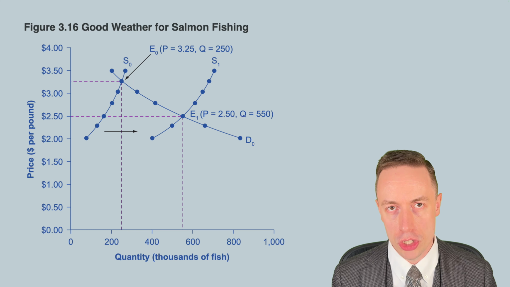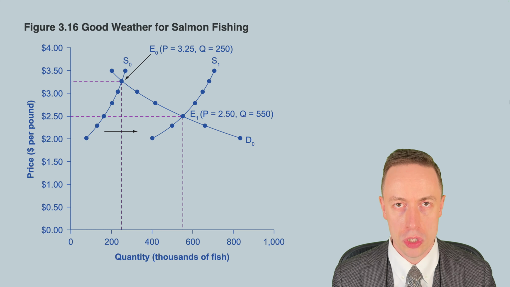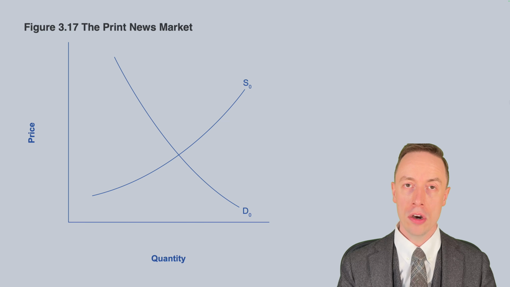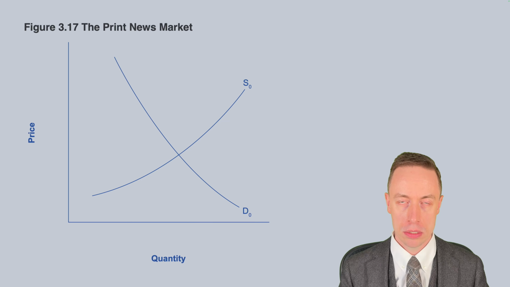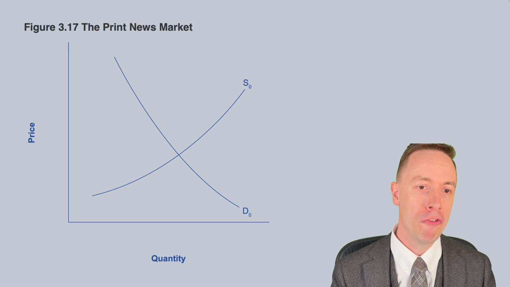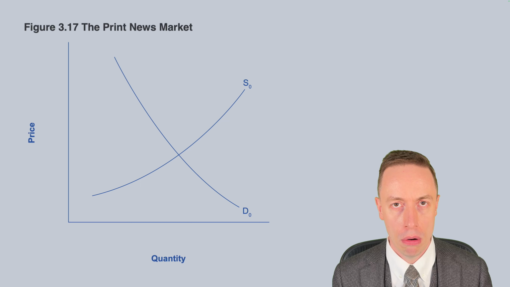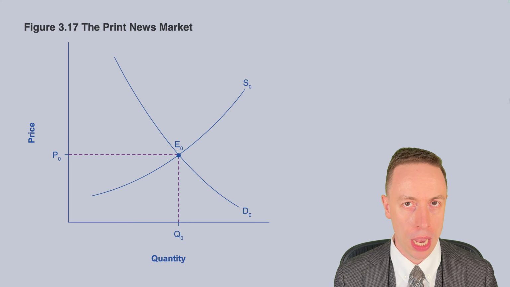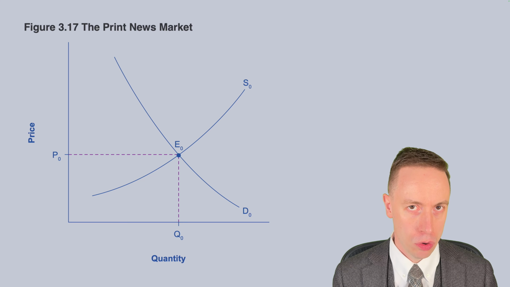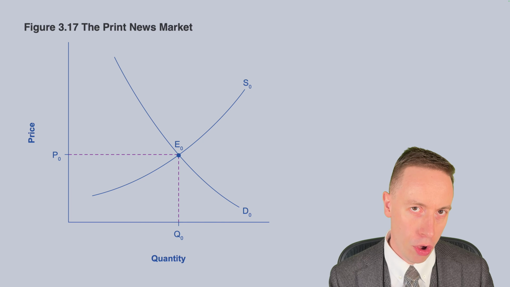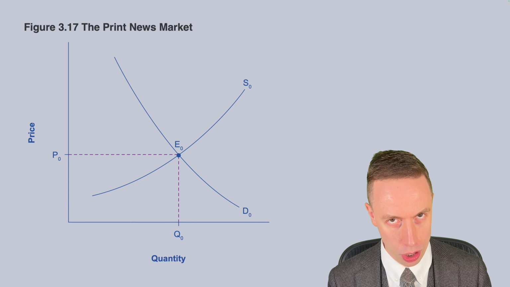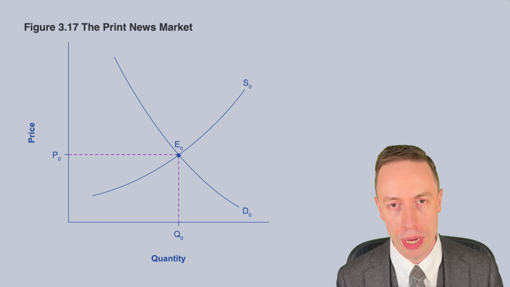But you can use the logic underpinning the model of demand and supply even without any numbers in the picture. Here, we've got a completely abstract demand and supply model. Let's say it represents the market for print news existing at some current equilibrium price and quantity. We are being asked to predict what is the likely result if more and more people get their news in digital form rather than print form.